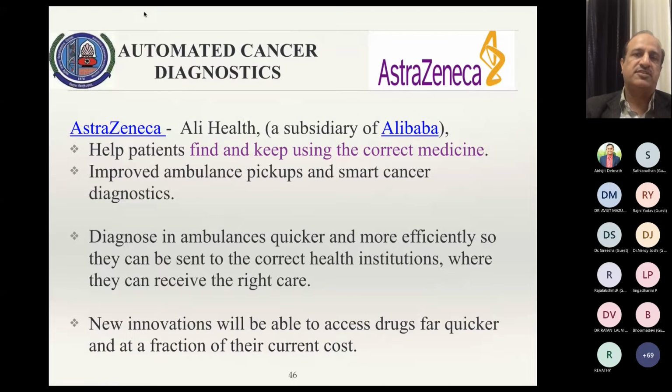Automated cancer diagnosis is being worked on by AstraZeneca with Ali Health, finding the patient and keeping them on the correct medicines. This app has a system for improved ambulance pickup and smart cancer diagnosis. So new innovations in drugs make them quicker and reduce cost.